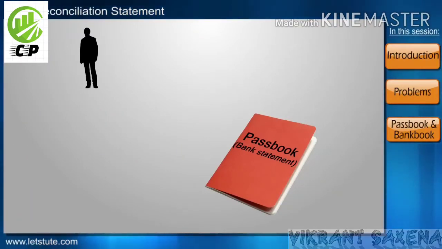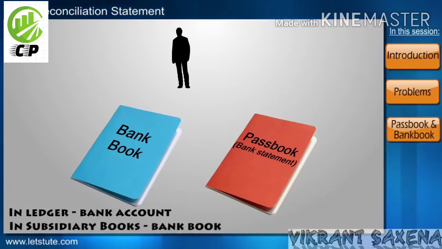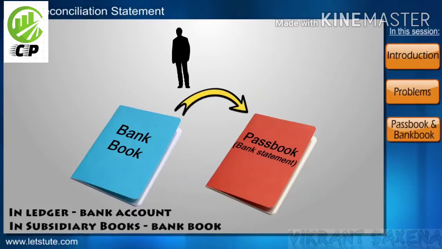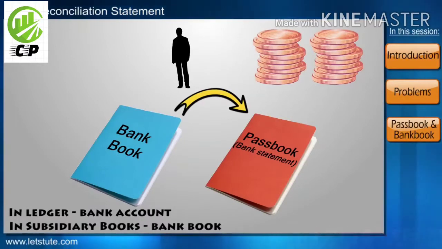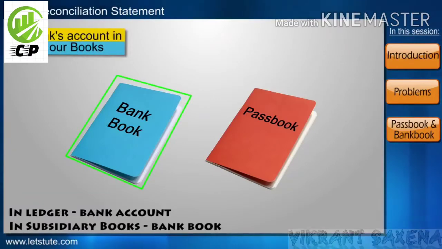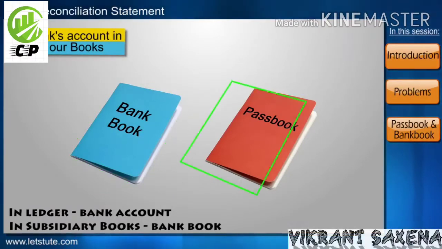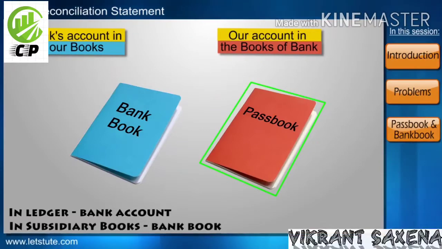If Daniel would have compared his bank account in his ledger or his bank subsidiary book to the bank passbook, he would have found out exactly how much amount the bank has debited or credited. This bank ledger or bank book is the bank account in our books of account, whereas the bank passbook or bank statement is nothing but our account in the books of the bank.